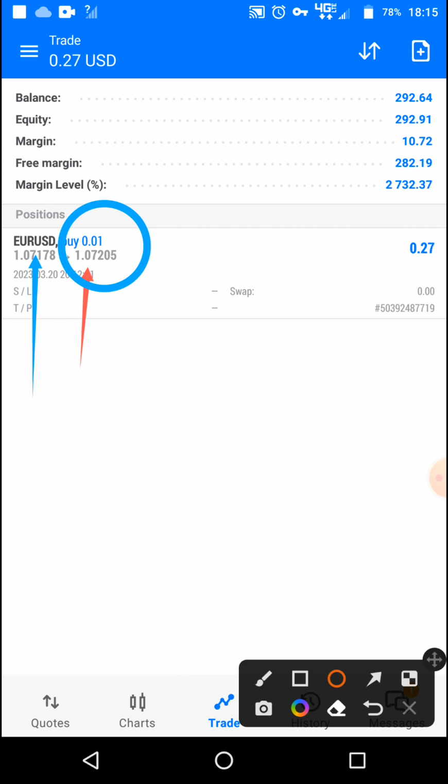Okay, and that's how the buy works. When you buy something, any currency pair on a particular trade, it means that you are expecting the market to move up. So whenever you click on buy, you are expecting the market to move up.